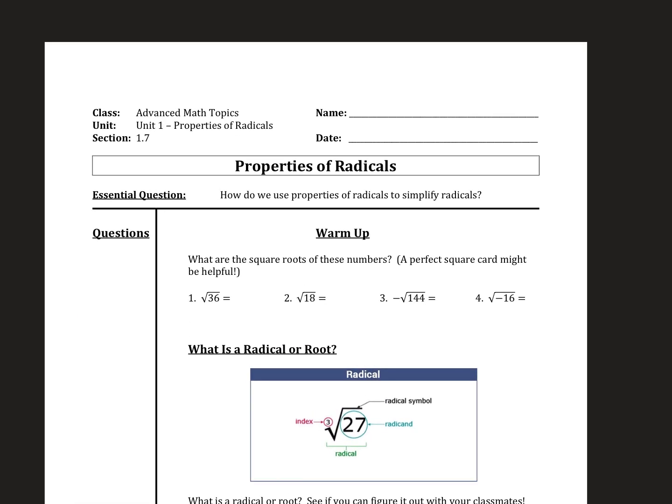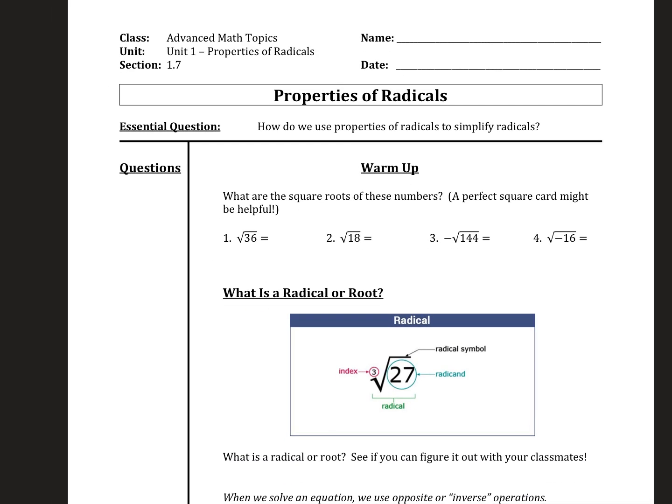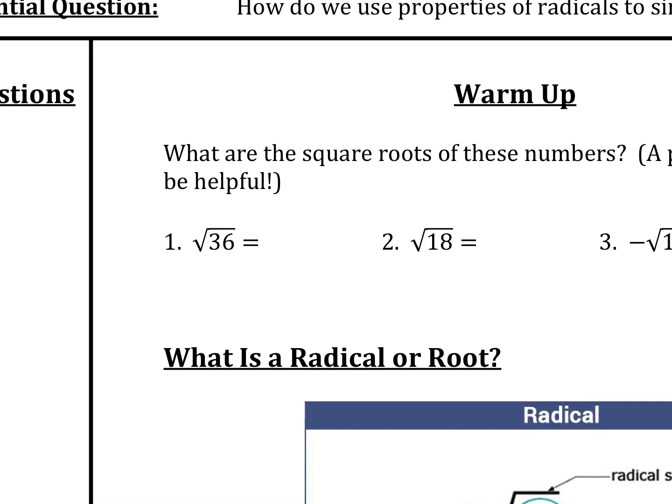So we have a warm-up here, which is what are the square roots of these numbers? A perfect square card might be helpful, or you can use a calculator, whatever you want to do here, so you can figure out what the answers are. All right, so square root of 36. 36 is actually a perfect square, so when you take the square root, you're actually going to get a nice number, which is going to be what? It's going to be 6.